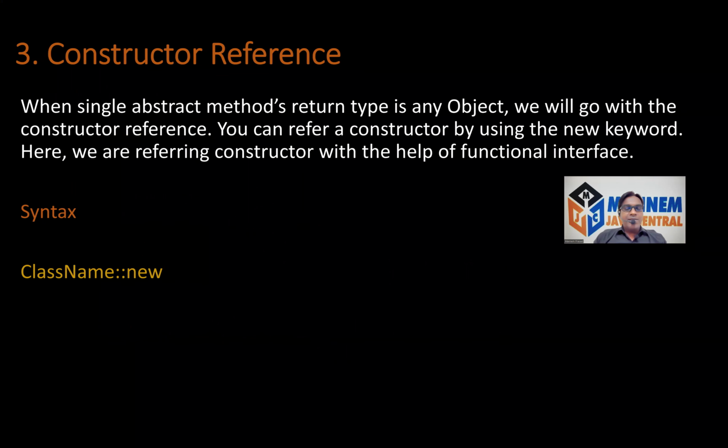That's it. Next is constructor reference. When the single abstract method's return type is any object, we will go with constructor reference. So actually, if our functional interface abstract method's return value is an object, then we have to go for constructor reference. You can refer to a constructor by using the new keyword. See the syntax here: new is a reference to the constructor, and this can be referred to by using the class name.